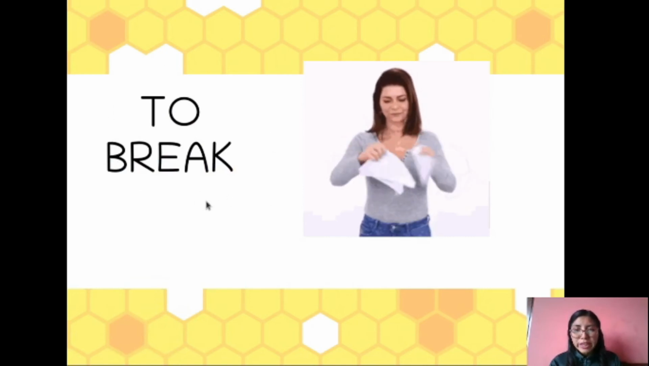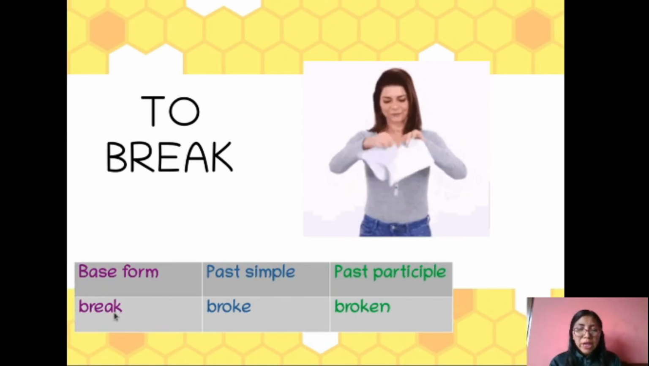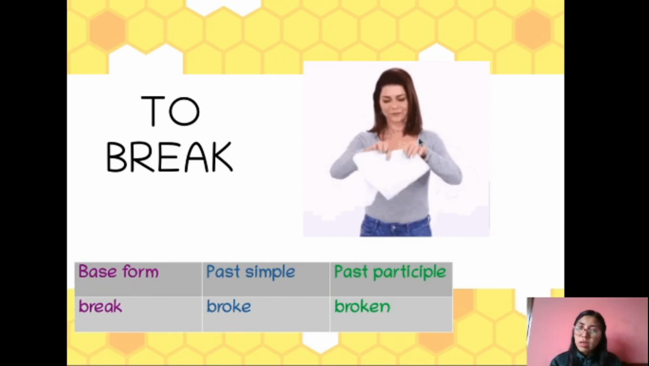Okay, pay attention to the action. She breaks a paper. Okay, so the verb is to break. Okay, and we are going to check the forms. The base form break, past simple broke, past participle broken, okay? So repeat with me. Break, broke, broken. Okay, I am going to use that form, broke, okay? So she broke in past a paper. Lo utilicé en el pasado. Ella rompió a paper. Okay?